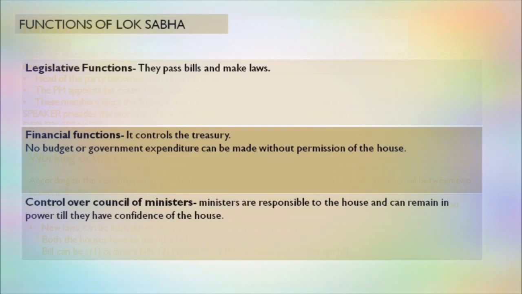The financial function: the house of the people controls the treasury. No budget or government expenditure can be made without the permission of the house. Money bills have to be moved only in Lok Sabha. Third, control over the council of ministers. The council of ministers is responsible to the Lok Sabha. It may remain in power so long as it enjoys the confidence of the Lok Sabha.